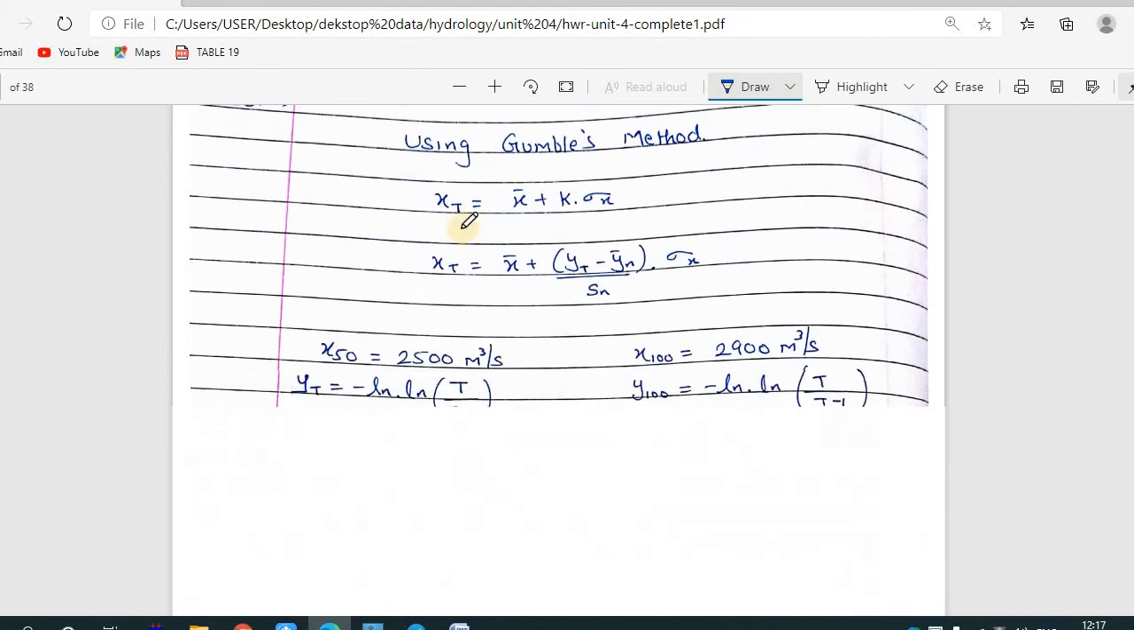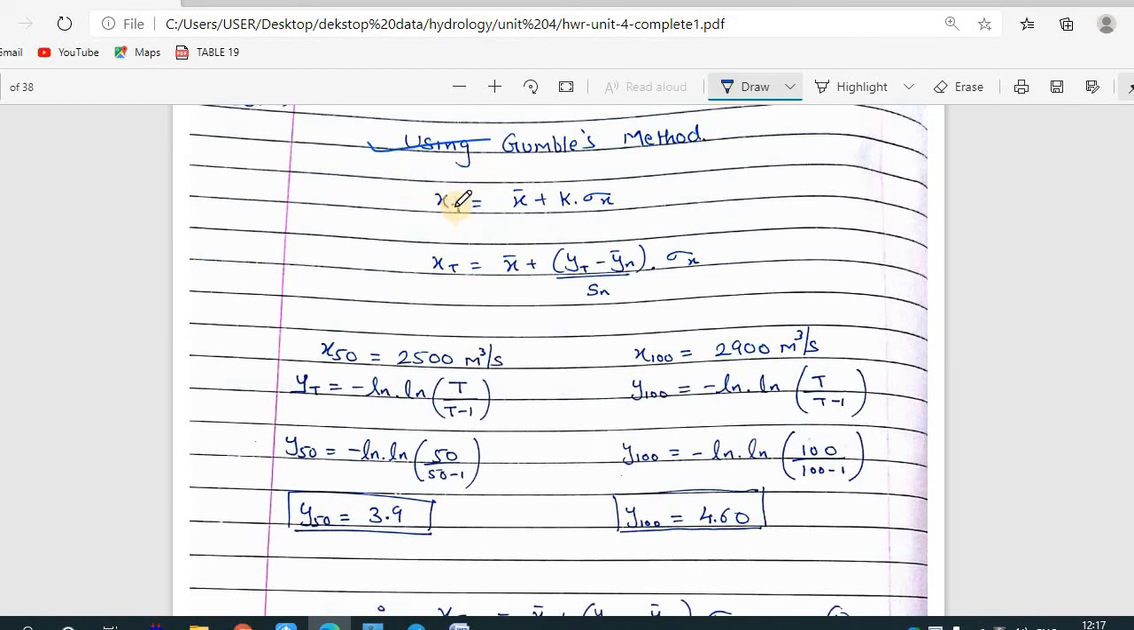Okay. Now we'll use this Gumbel method xt equation, which is xt equals to what? X bar plus K into sigma x. So replacing this K by what? Yt minus y bar n by Sn. Okay. Now x50 is equal to what? 2500. Okay. Yt is given by what? Minus ln of t minus 1 by t... Okay. So the recurrence period is 50. So we'll write 50 over here, and we'll get the value of y50 as 3.9.